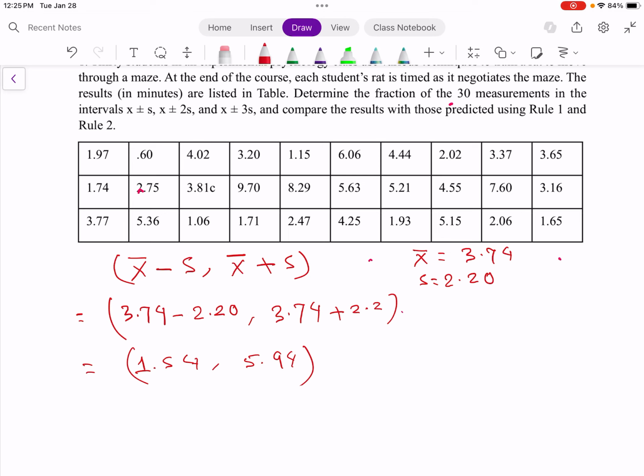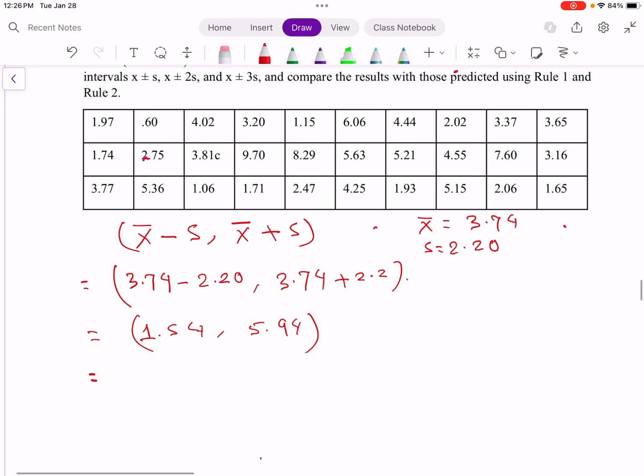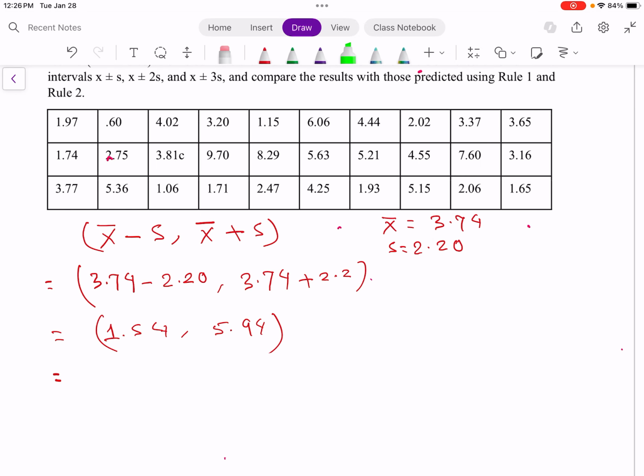Now we count the number of measurements out of these 30 measurements in this interval. How many measurements can we find in this interval here? Let's count. Does 1.97 belong to the interval? Yes, right? So we are counting every measurement that belongs to this interval, in between 1.54 and 5.94. So we are counting every measurement in between these two numbers.